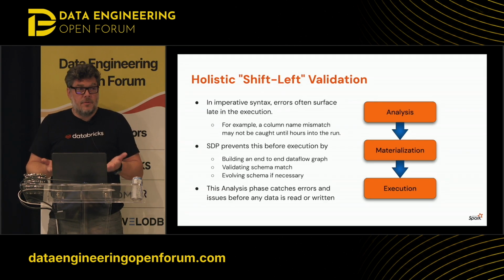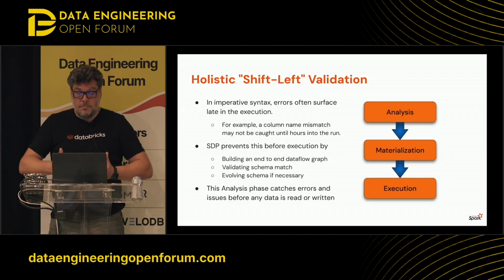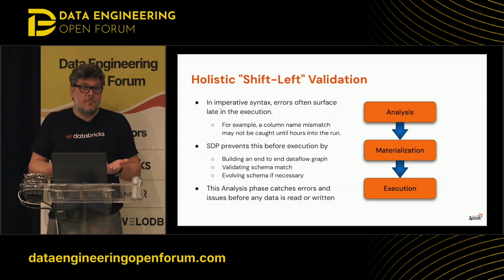In a declarative framework, SDP can analyze the entire pipeline before it runs any code, right? It builds a data flow graph from the definitions that you provided, and then it validates the entire data flow graph first. It will check, do all the schemas match? And if the schemas don't match, can I do a schema evolution? For example, if there's a new column showing up in one of the sources, you can just evolve the schema of the target by adding that column. So all these things happen before any code runs.